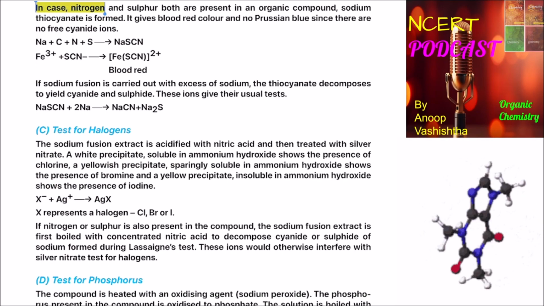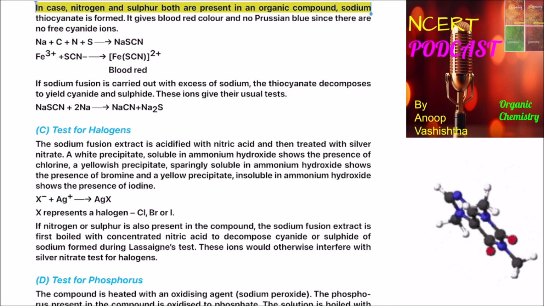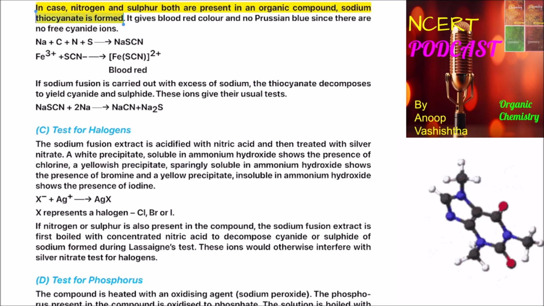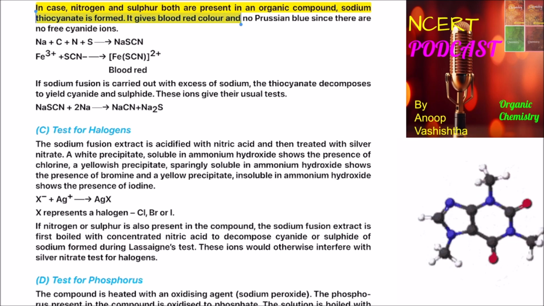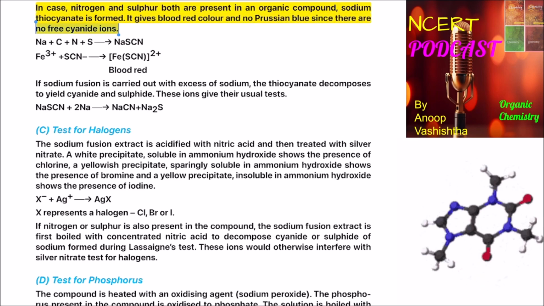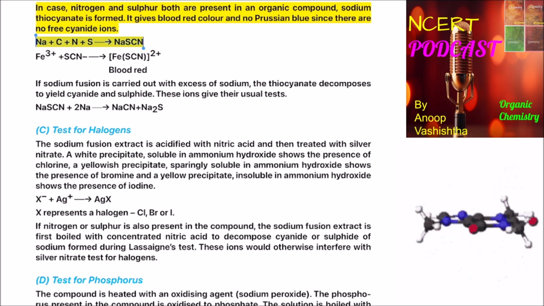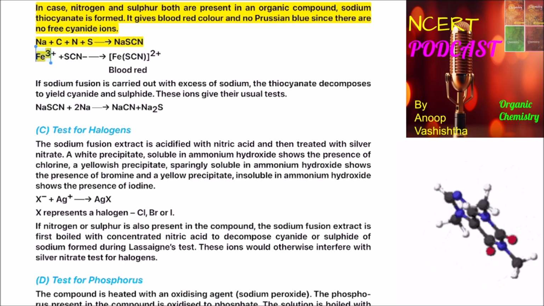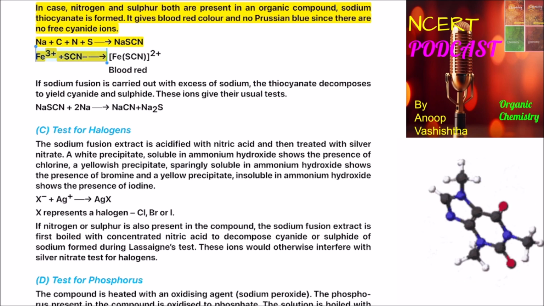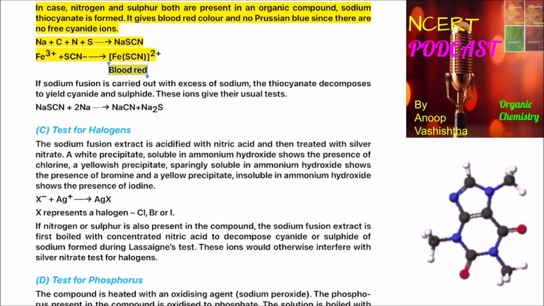In case nitrogen and sulfur both are present in an organic compound, sodium thiocyanate is formed. It gives a blood red color and no Prussian blue since there are no free cyanide ions. Na plus C plus N plus S gives NaSCN. Fe3+ plus SCN- gives [FeSCN]2+, blood red.